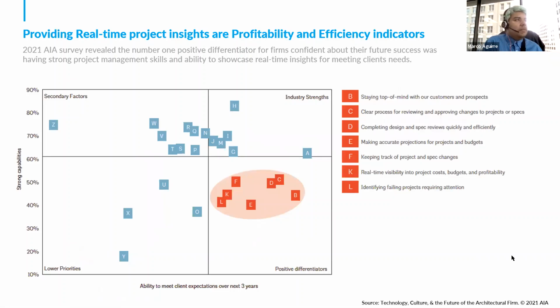Another great slide from the same survey from the AIA showcased the 2 biggest indicators for profitability and efficiency were firms who could showcase strong project management skills and also showcase real-time insights.